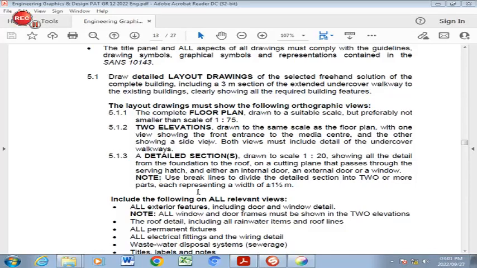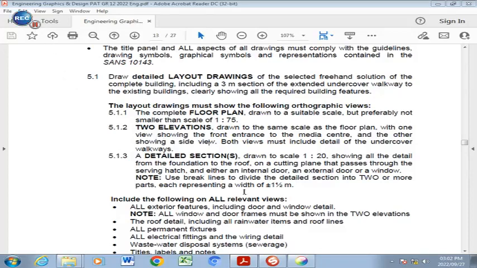And then the note says that you need to use break lines to divide the detailed sections into two or more parts, each representing a width of plus minus, doesn't have to be exact, 1.5 meters. This particular section is extremely technical, so you have to show two parts where those which have been indicated here need to be represented in your drawing.